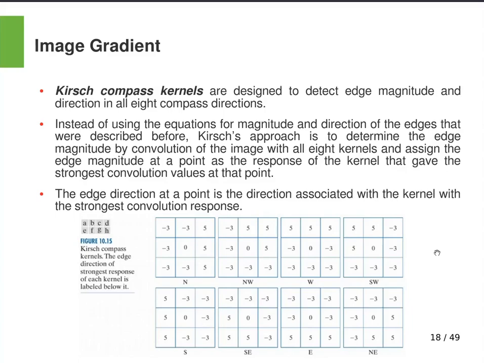As you can see, when using Kirsch compass kernels, the set of directions that you end up with are prefixed as opposed to what we had before. So if you use Sobel kernels, you can have a bigger set of values for the direction of edges. For the Kirsch compass kernels, what you have is only kernels along these 8 compass directions: north, northwest, west, southwest, south, southeast, east, and northeast.